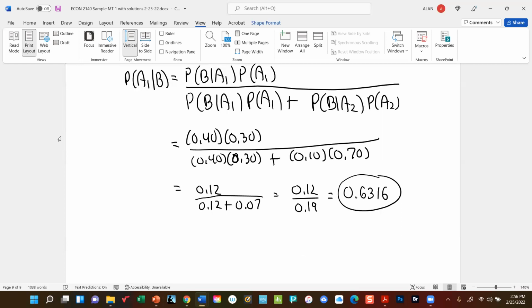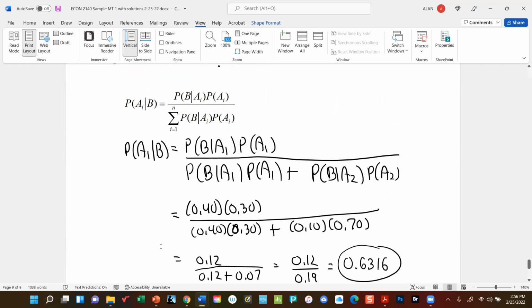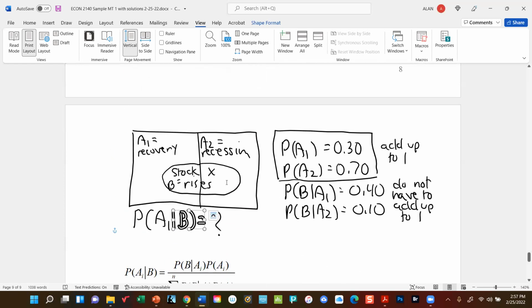And they're all the same. The only thing that might change is that in some problems, there might be 3 A's, A1, A2, and A3. There won't be more than that. I can tell you right now, on the test, there's either 2 or 3 elements in the partition, no more.